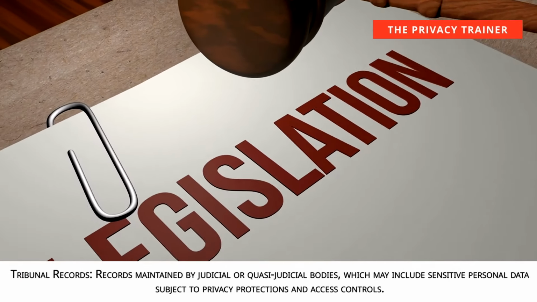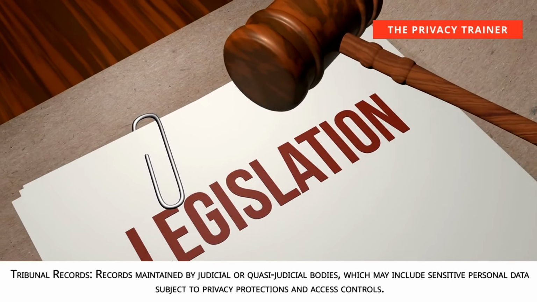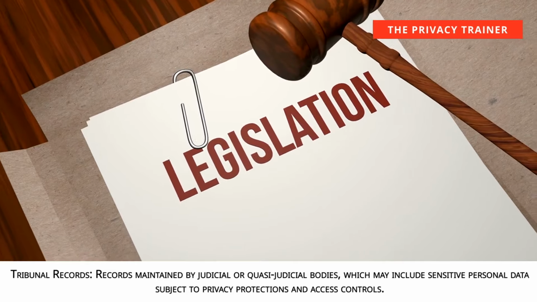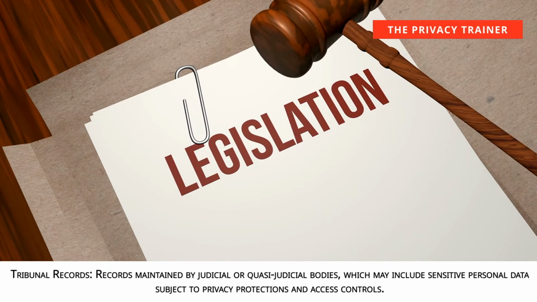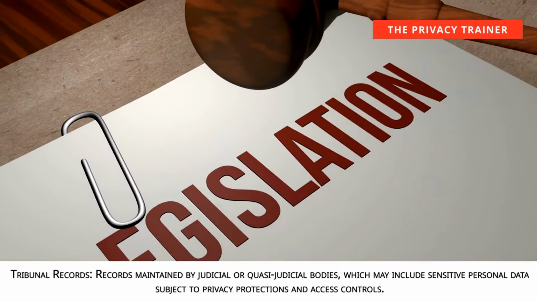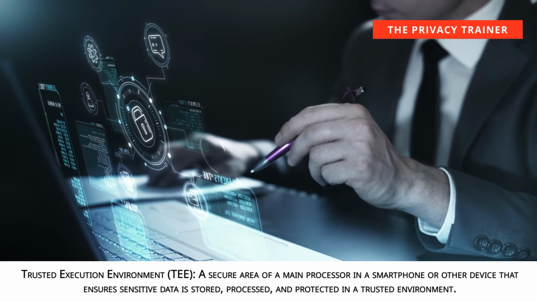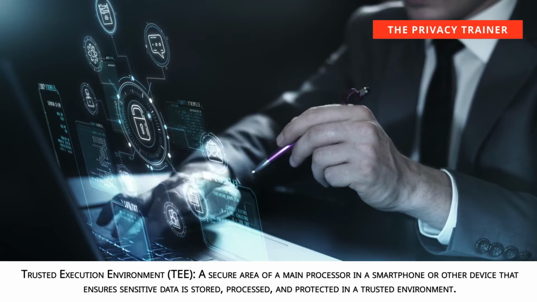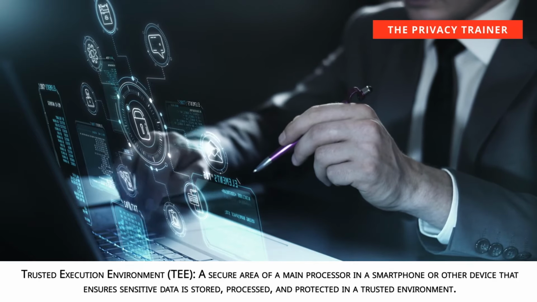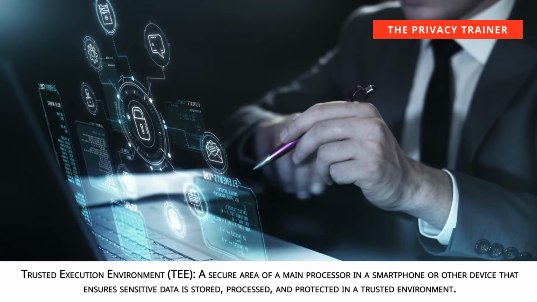Tribunal records, records maintained by judicial or quasi-judicial bodies, which may include sensitive personal data subject to privacy protections and access controls. Trusted execution environment, TEE, a secure area of a main processor in a smartphone or other device that ensures sensitive data is stored, processed, and protected in a trusted environment.